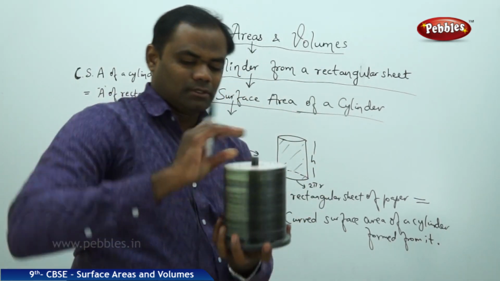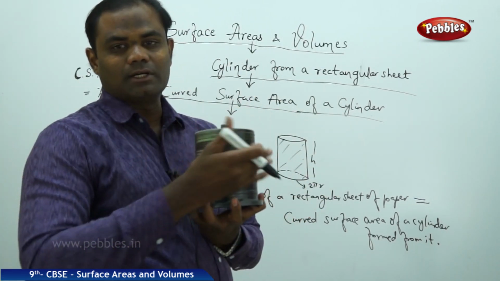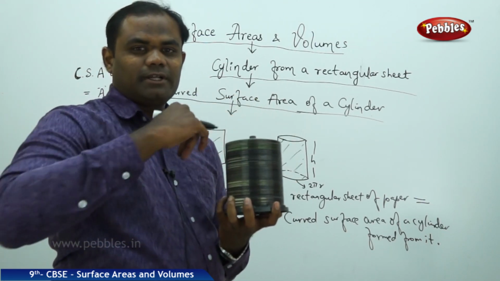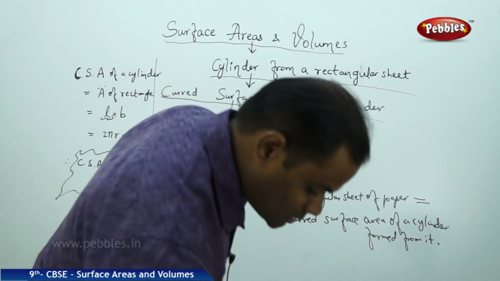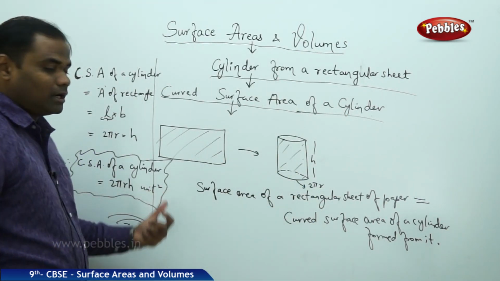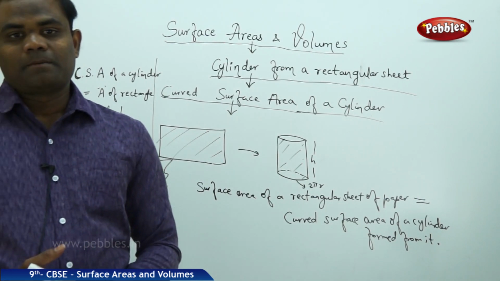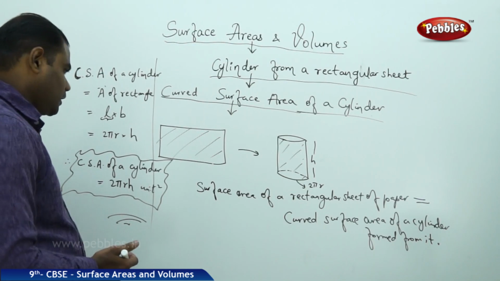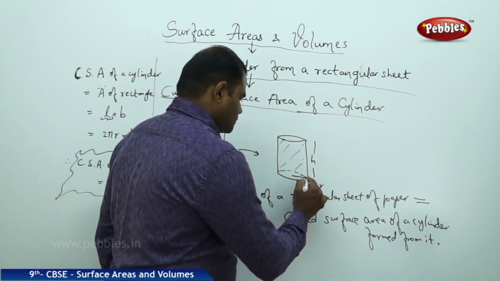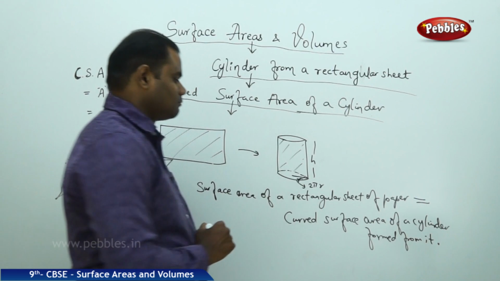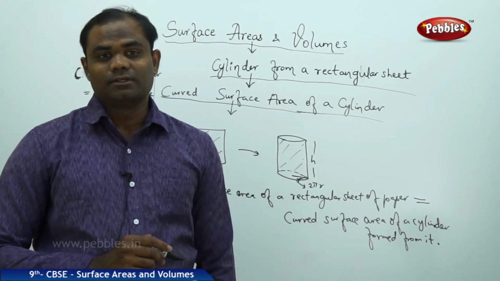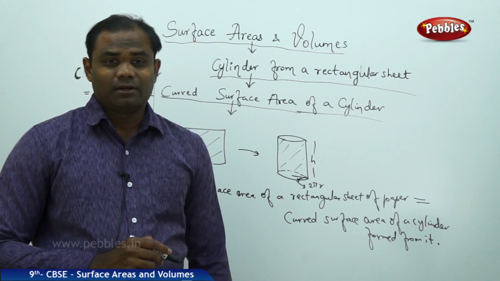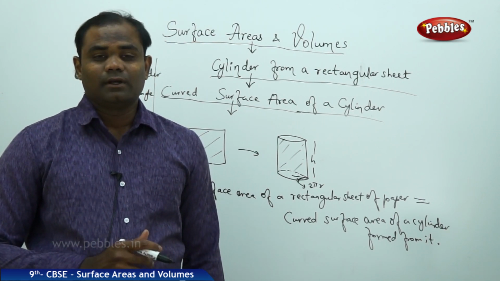If this is a cylinder, the curved surface area is only the curved part, not including the top and bottom. So the curved surface area of a cylinder is 2 pi r h unit square. Pi is 3.14, r is the radius and h is the height. So r is the radius of the circle and h is the height of the cylinder. That is how we understand the curved surface area of a cylinder, 2 pi r h.